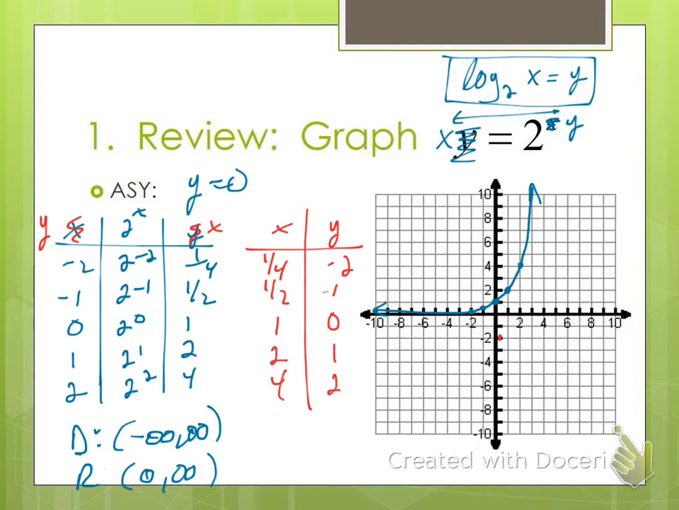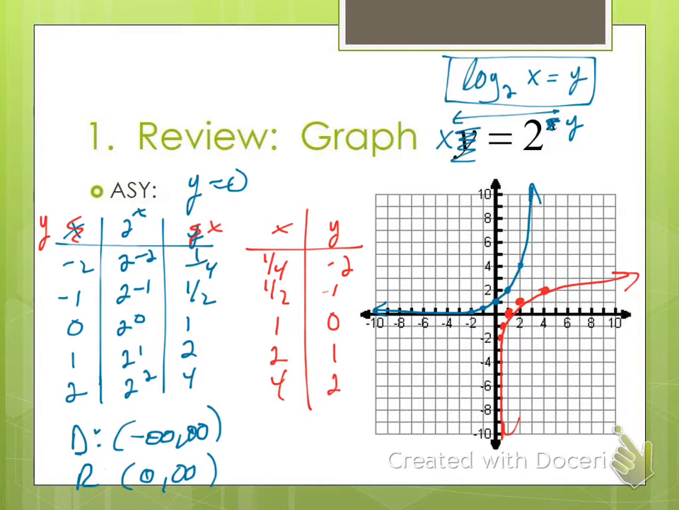So 1/4, negative 2; 1/2, negative 1; 1, 0; 2, 1; 4, 2. And so the logarithmic graph will look like this. Okay? And we've just flipped the exponential function over a line, the y equals x line. You don't have to worry about that. But there you go. That's the logarithmic function. This is what you should have in that second grid. I put them together so you can see how they work, but that's it.